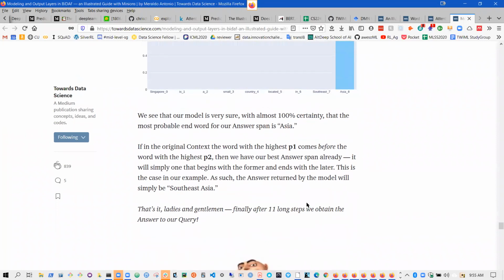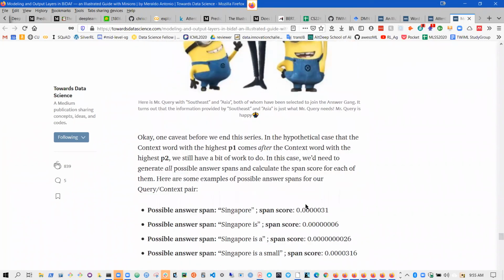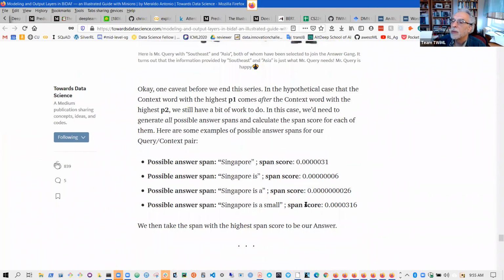If you could scroll down a little bit, he just has a paragraph. Oh yeah, there we go. Right, okay. And that particularly says: if the context word with the highest P1 comes after the context word with the highest P2, we have a bit of work to do. In this case, we need to generate all possible answer spans, then calculate the span score for each of them.